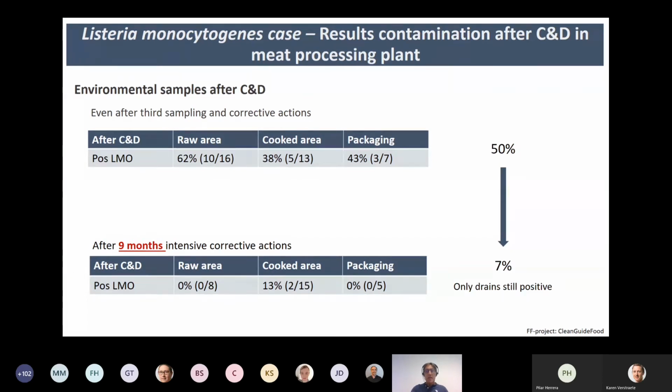You see, in fact, that at the start, even after cleaning and disinfection, still 50% of the points that we sampled contained Listeria monocytogenes, and after 9 months of intensive work, corrective actions, and so on, we could end at a contamination of only 7% in the environment after cleaning and disinfection.